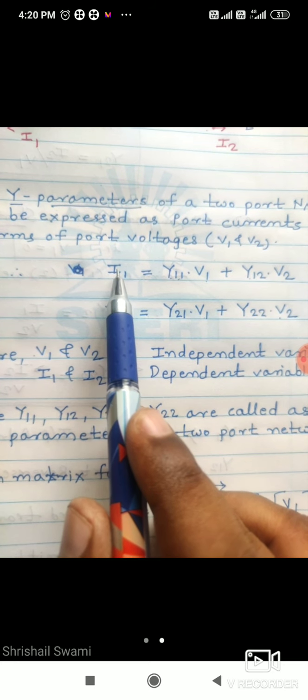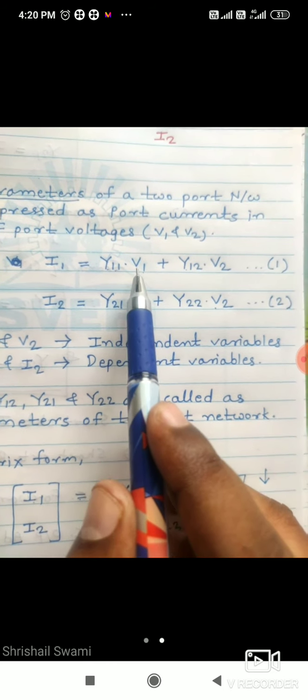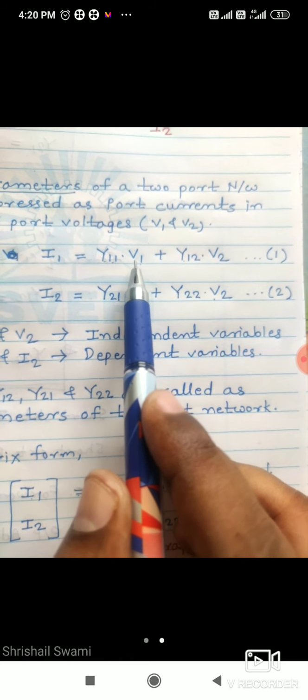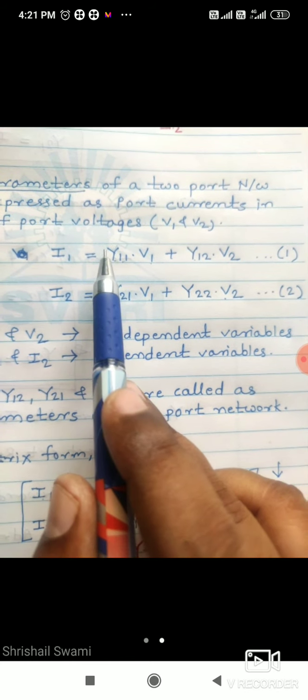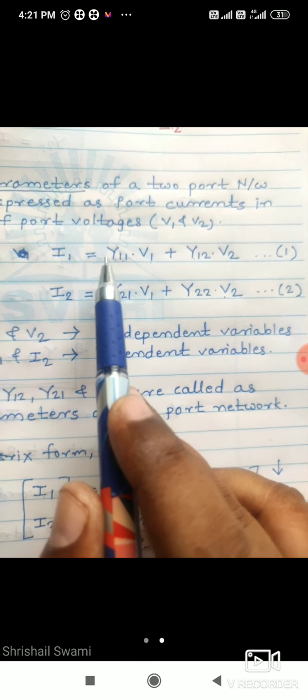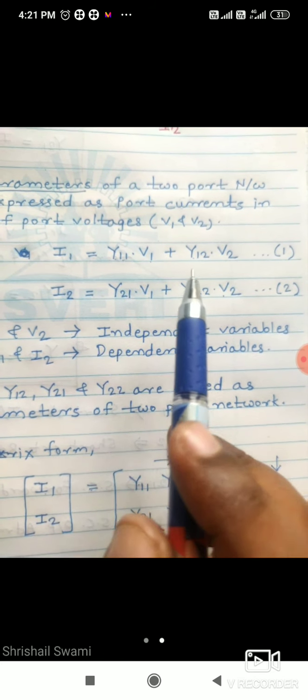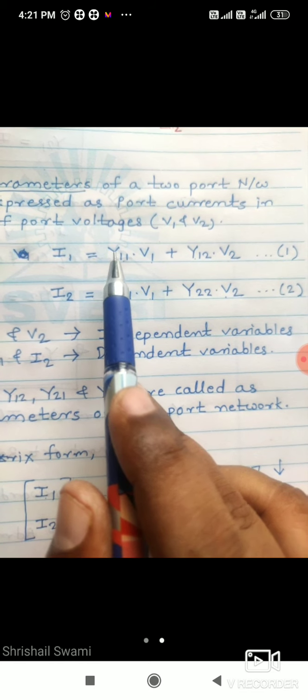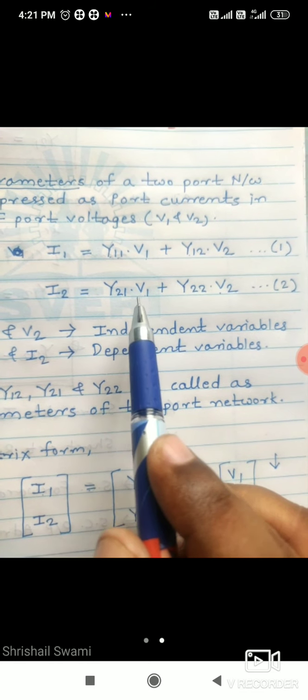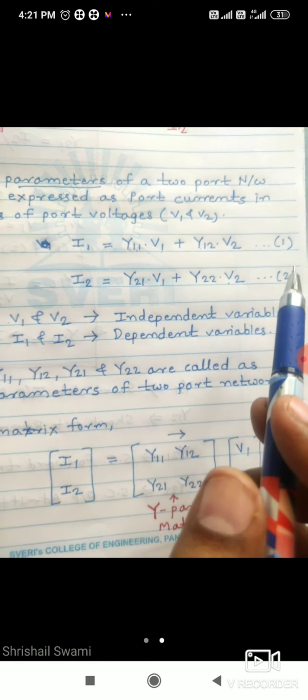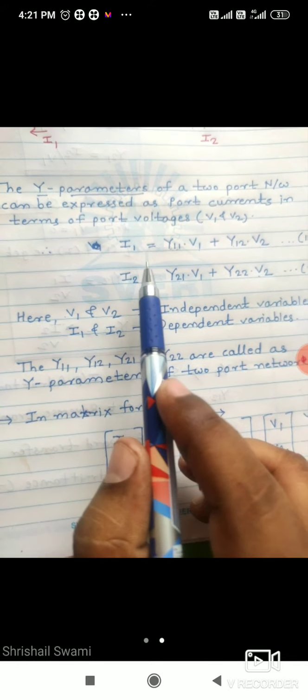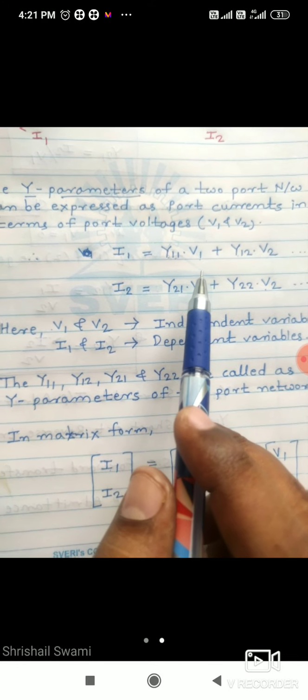आता इथं Z पॅरामीटर मध्ये काय होतं V1 V2 होतं. इथं काय असणार आता I1 I2. In Z parameter here V1 V2 was there. Sorry, I1 I2 was there. Now here it is V1 and V2. And Z parameters were denoted by Z11, Z12, Z21 and Z22. Now Y parameters are denoted as Y11, Y12, Y21 and Y22. So equation number 1 and 2. The writing method of the equation is the same.